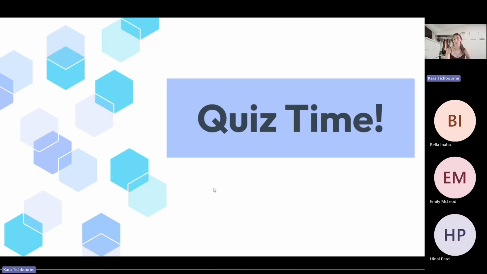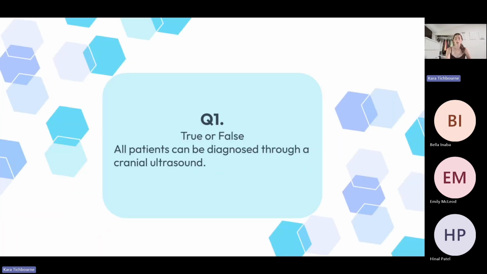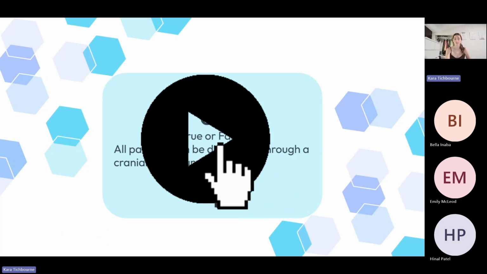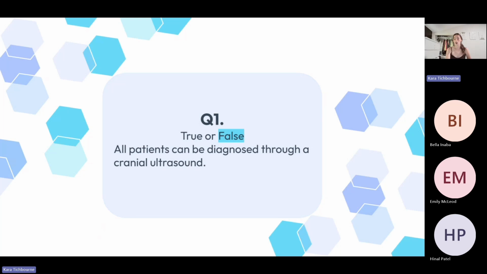Okay, now we're going to do a quick quiz. So pause and try to answer the question yourself. So first question is true or false? All patients can be diagnosed through a cranial ultrasound for hydrocephaly. This is false. Only infants with an open fontanelle are able to be diagnosed through a cranial ultrasound.